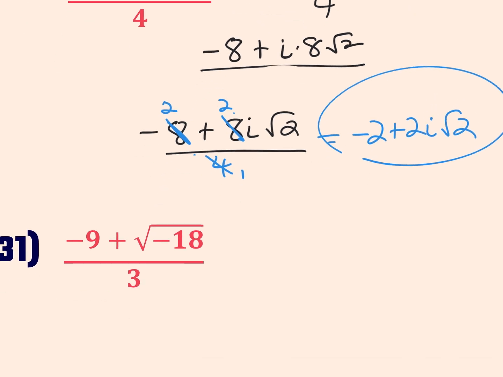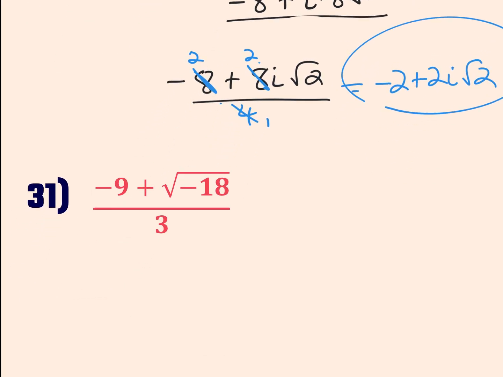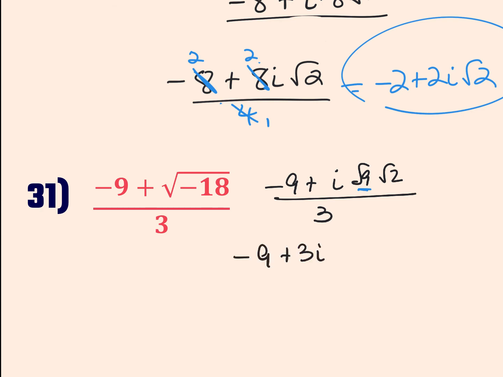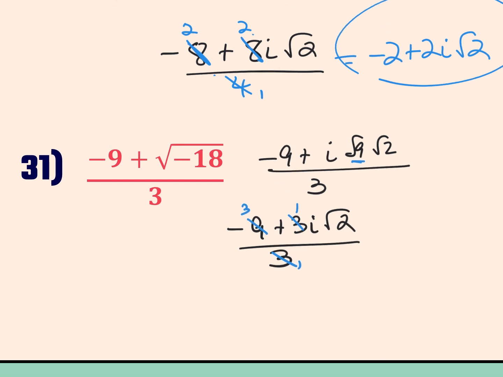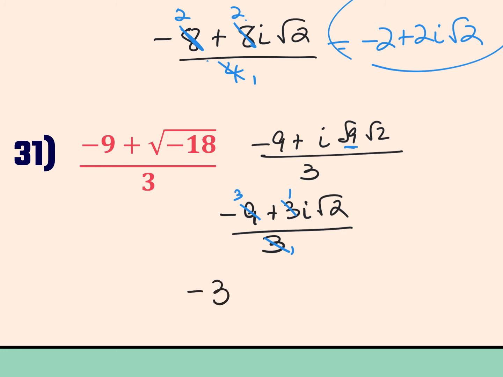Number 31, same thing, let's break down the 18. So negative 9 plus, I'll pull out the i for the negative sign, and then I can break this down into 9 times 2. So then the 9 I can square root, so it becomes negative 9 plus 3i radical 2 over 3, and now I can reduce. 3 goes into 3 once, 3 goes into 9 3 times, so final answer here, negative 3 plus i radical 2.